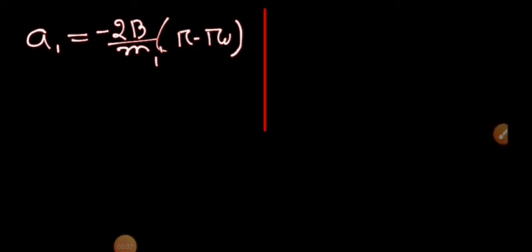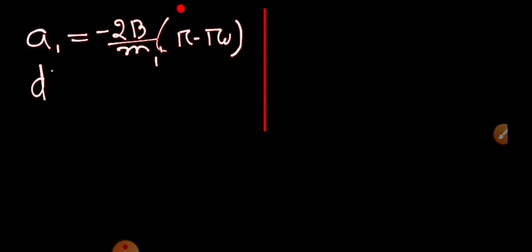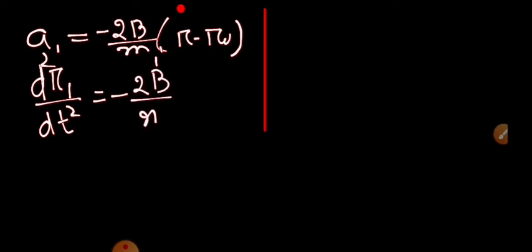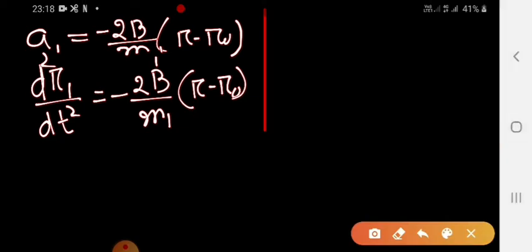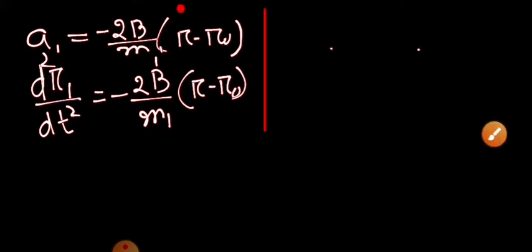Acceleration is the double differentiation of the position vector. So I can write d square r1 by dt square is equal to minus 2B by m1 into (R minus R naught). Here we got two quantities, r1 and R. They are not the same thing. R is the distance separating the two particles, and r1 is the position vector of one particle. So we need to find a relation between them.